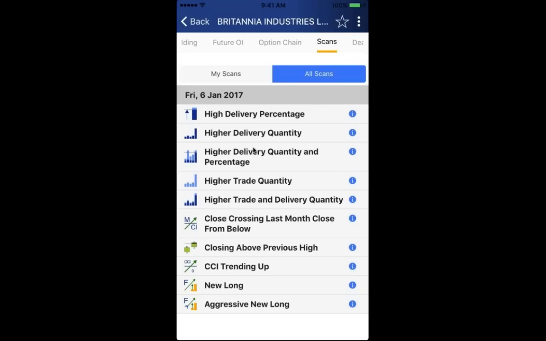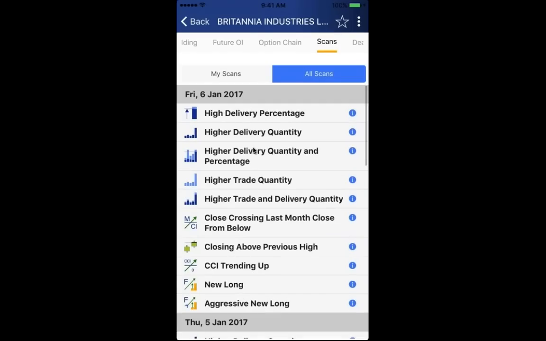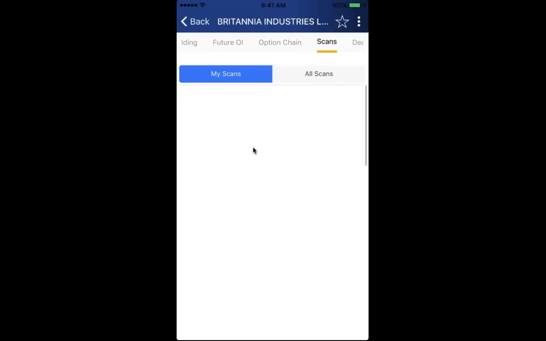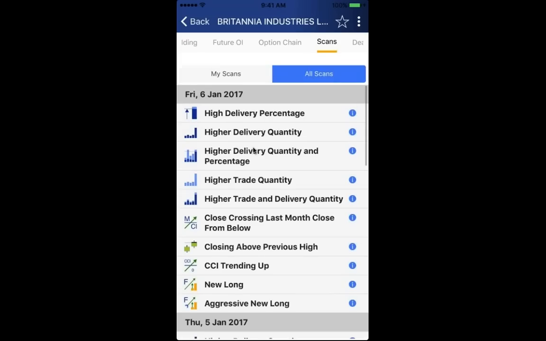What is that? You tap on the eye and you figure out that the open interest is going up and the price is also going up. That's why we have new long positions. And when you tap on this aggressive new long, it tells you what you mean by the aggressive long. Aggressive long means that your delivery percentage is high, and in the futures market, that's why I purposely kept the universe in the NSE FNO, the open interest is also going up. So now I have a stock which is satisfying a long list of scans. So it's a good pick.